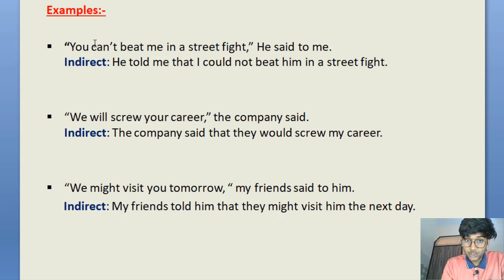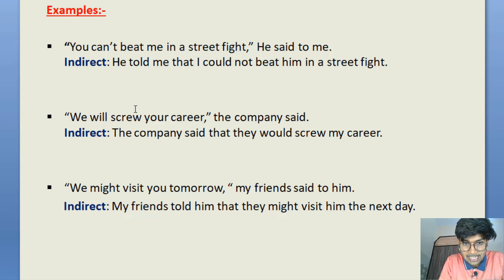Example number 1. You can't beat me in a street fight, he said to me. He told me that, who is you? He said to me. Who can't beat him in a street fight? That is me. So he told me that I could not beat him in a street fight. You cannot beat me. Who is you? That is me. So I said I, cannot, could not, beat me. Who is me? He's talking about himself. I could not beat him in a street fight.